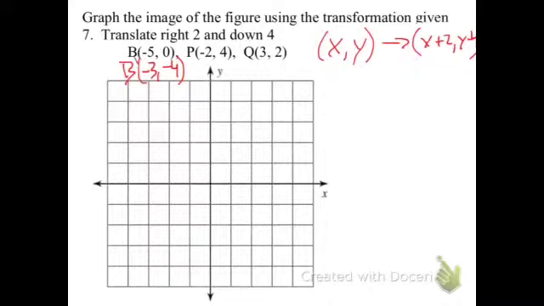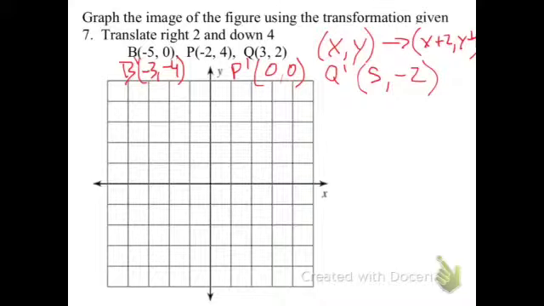There's b prime. P prime is going to be 0, 0. And q prime is going to be 5, -2. So again, I just took the x, added 2, took the y, subtracted 4. Added 2 to the x, subtracted 4 from the y. And that's how I got my new coordinates.